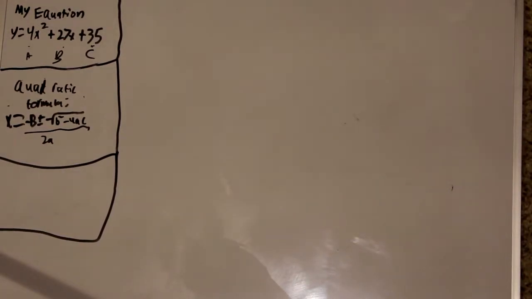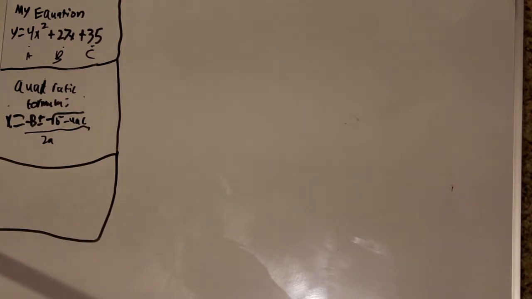Okay, after doing this whole project with the camera not rolling, let's try this again. I will be doing Mrs. Gore's 8th grade semester 2 project over quadratic functions and how to solve them. My equation is y equals 4x squared plus 27x plus 35.